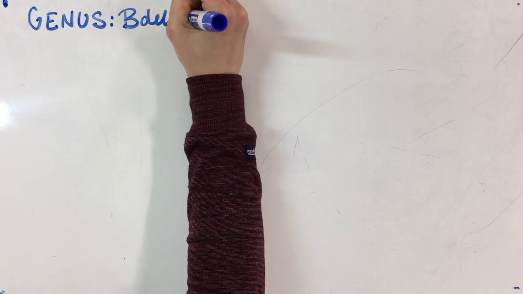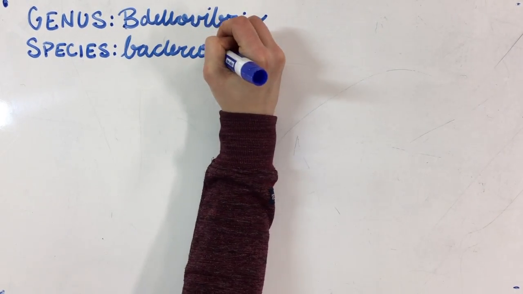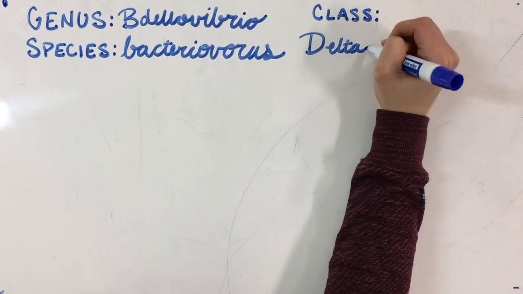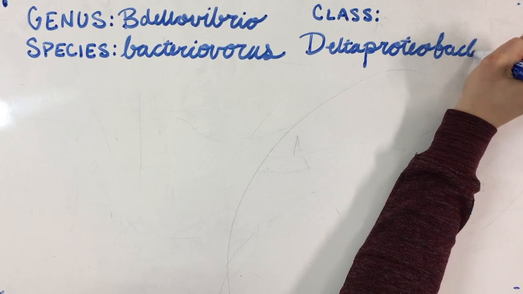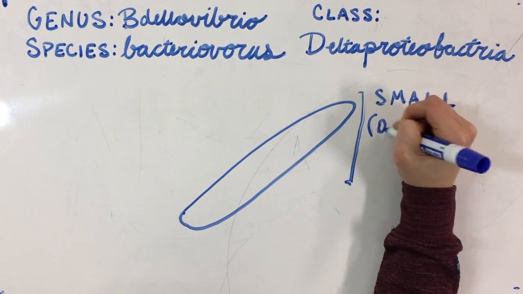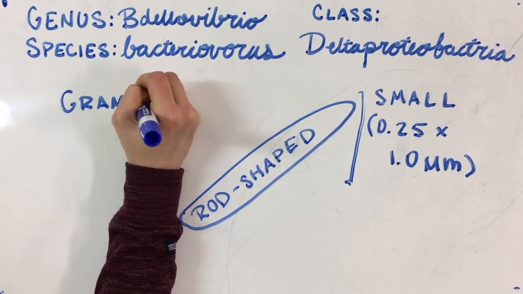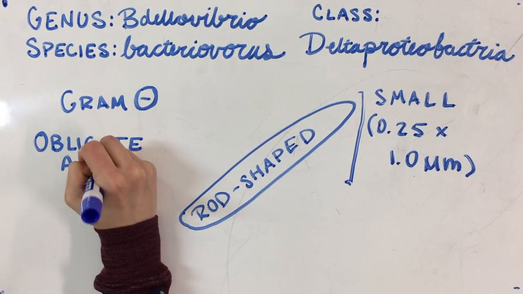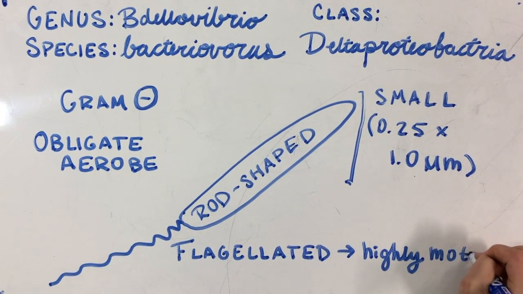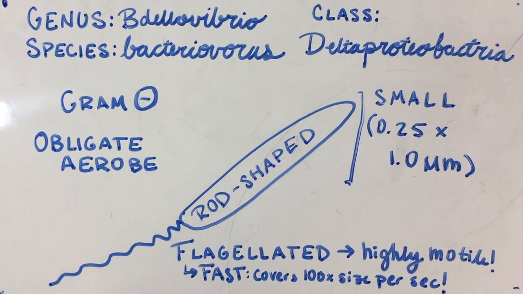So when we look at Vibrio bacteriovorus, or BV for short, it's a member of the family Delta Proteobacteria. It's very small, about a quarter of the size of E. coli. It's a rod-shaped gram-negative bacterium that is typically an obligate aerobe. It also has high levels of motility due to a flagellum that propels the bacteria forward and allows it to travel as fast as 160 micrometers per second.